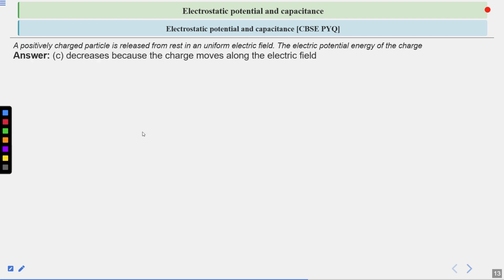So let's see the solution. The answer is C. Decreases, because the charge moves along the electric field. We already know that a positive charge will move in the direction of the electric field. Why is it decreasing? Let's see.